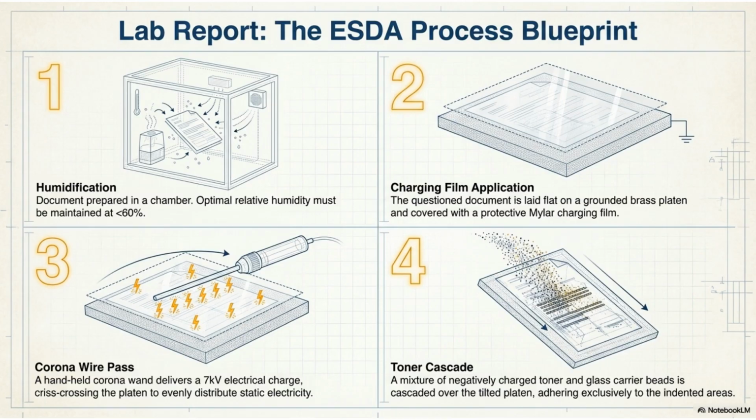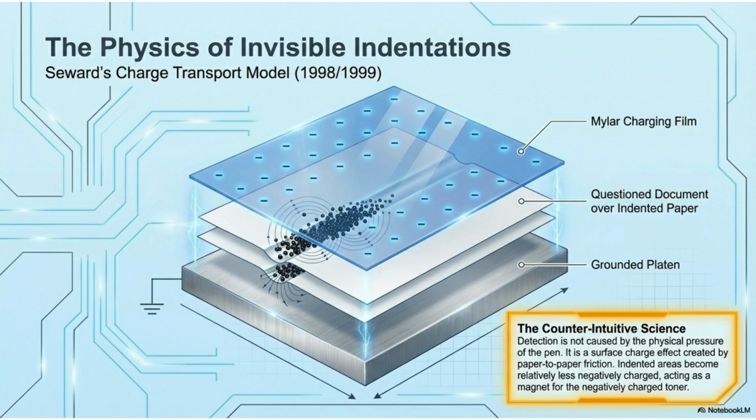The Electrostatic Detection Apparatus, or ESDA, is a key tool. The process involves humidification, applying a charging film, delivering a static charge via a corona wire wand, and finally, a toner cascade to reveal invisible indentations. ESDA relies on Seward's charge transport model. Detection is not caused by physical pressure, but by a surface charge effect. Indented areas become less negatively charged, attracting the negatively charged toner.